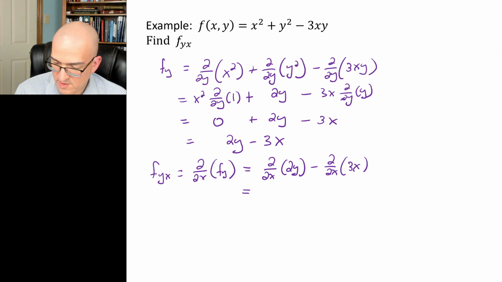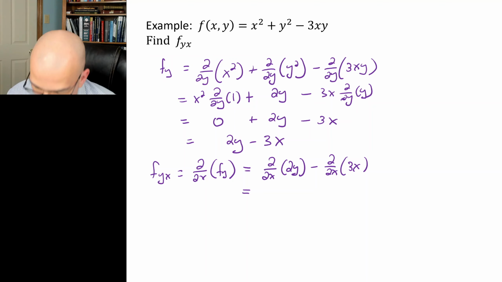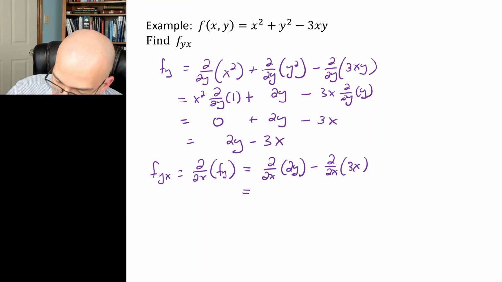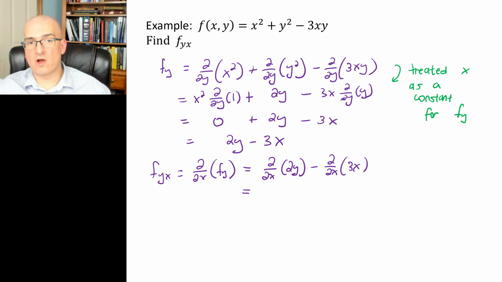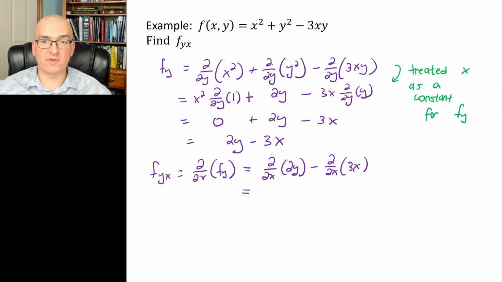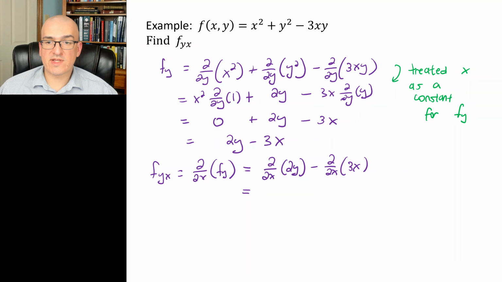So factor the 2y out, you have 2y multiplied by the derivative. Oh, I should be a little more careful writing some steps here. In this step, we treated x as a constant for f sub y. Once we're done with that step, x is no longer a constant. X has gone back to being a variable. Now for the next step, when we are taking the x derivative of that, y is a constant.